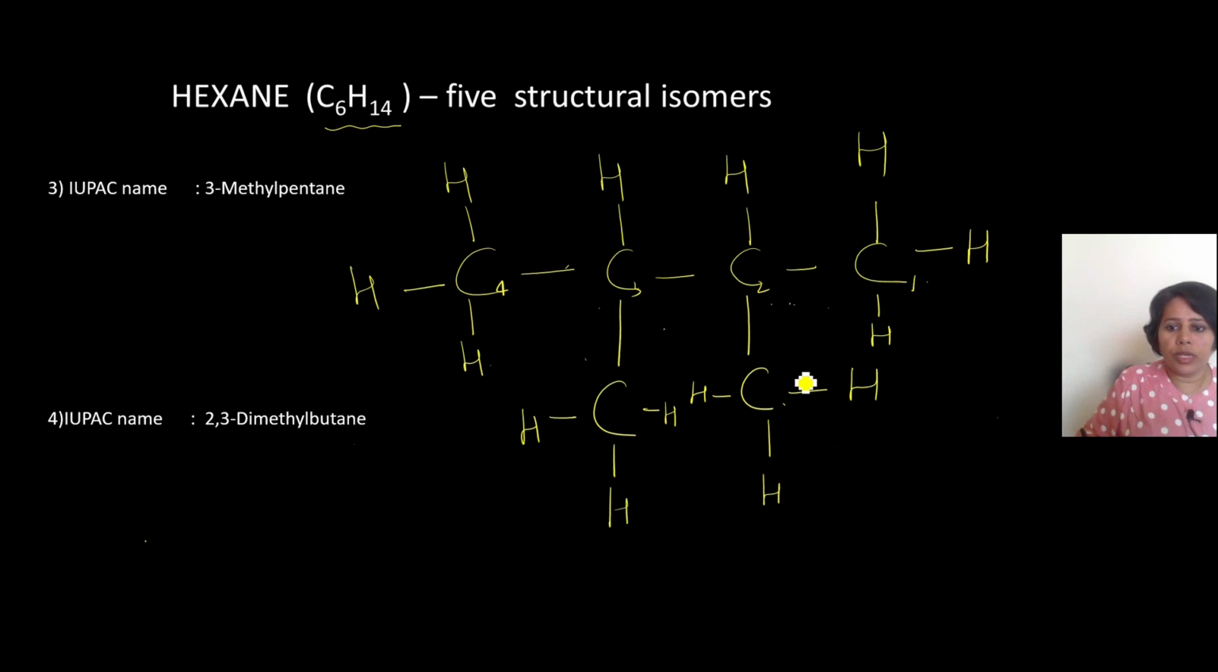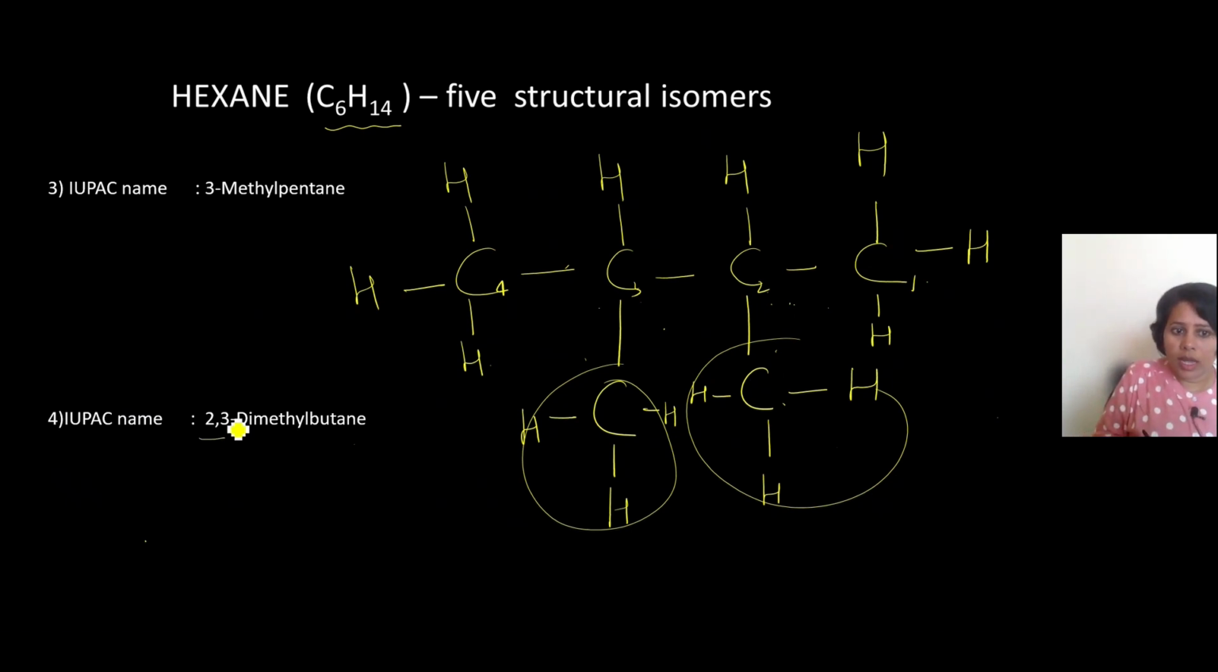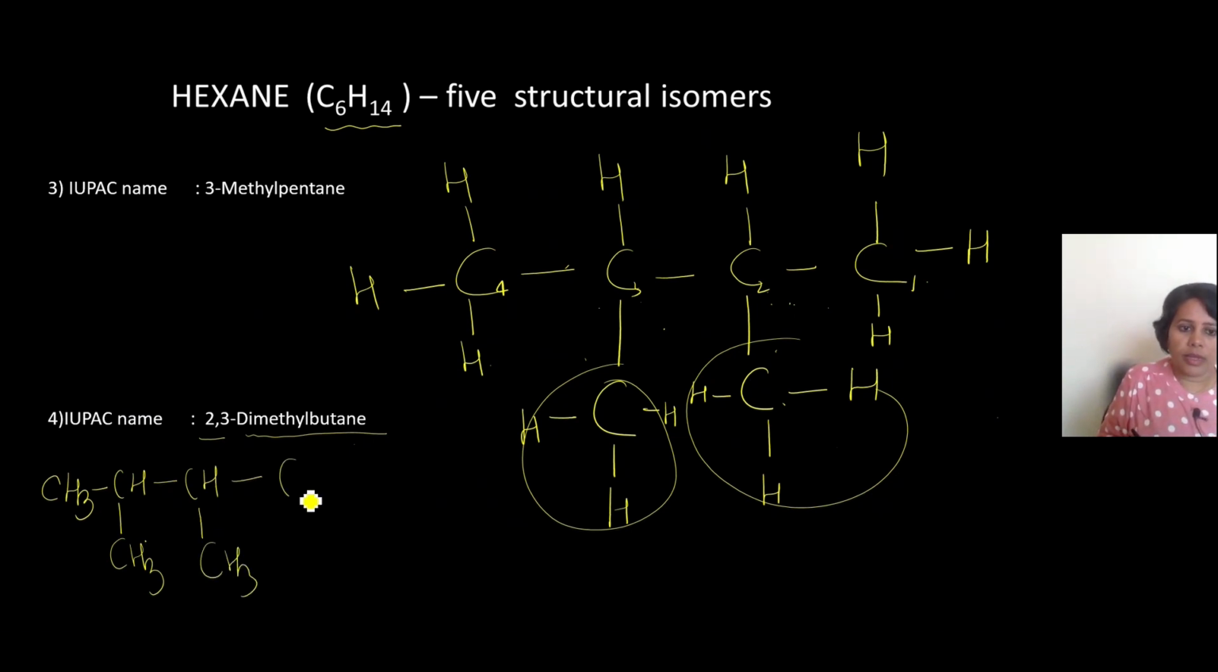So the name of the compound is, this is a methyl group, this is also methyl, so it is in the second carbon and third, so 2,3-dimethyl butane. This you can write in another way also: CH3, CH, CH3, CH, CH3 and CH3. So both are same only. So this is one isomer of hexane.